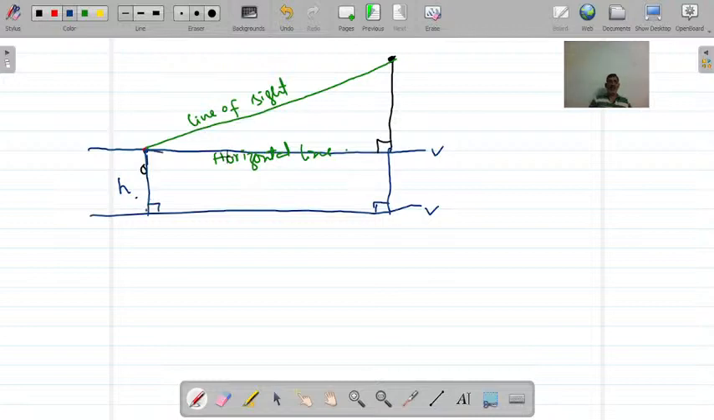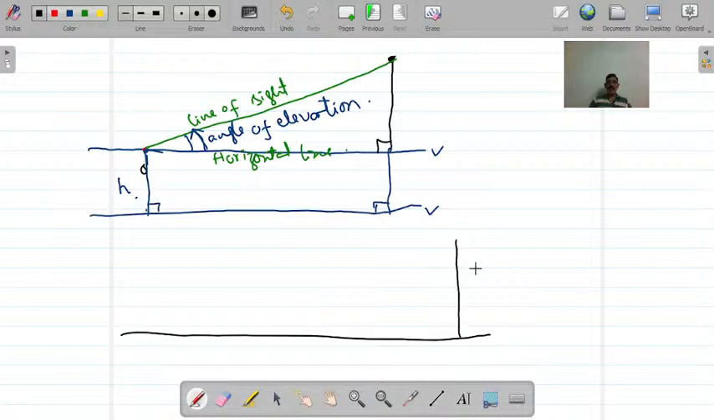Okay, now always remember that whenever the line of sight is above the horizontal line, then the angle formed is called angle of elevation. Means in general, angle of elevation is obtained when we are looking at an object which is at a certain height.